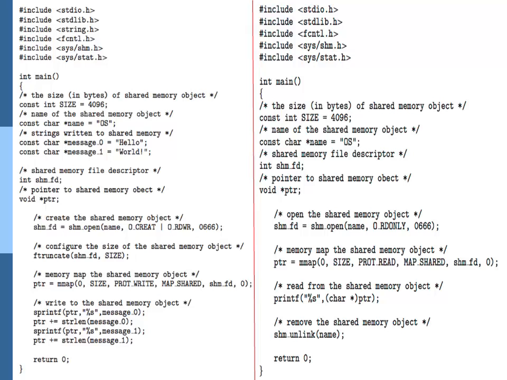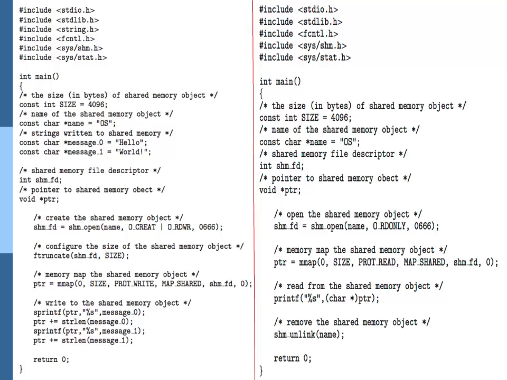So ptr plus equals the string length of message_0. Then it will point to the next available position in the shared memory, the position after the O. Sprintf ptr, then we print message_1, which is "World", and we also need to update ptr. After message_1 is written in the memory, ptr will be pointing to the next position after the last character, which is an exclamation symbol.